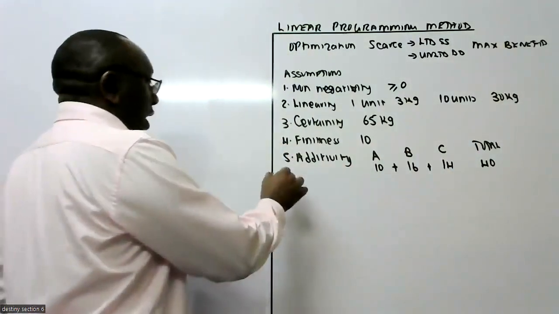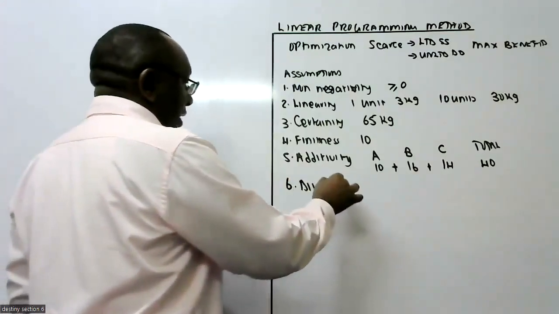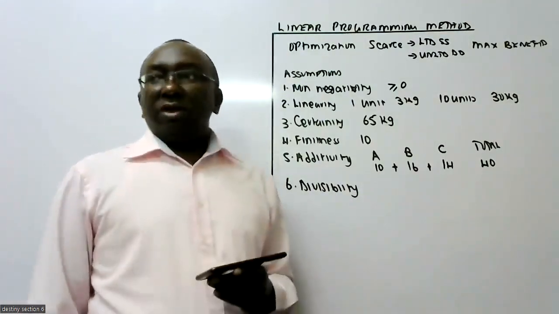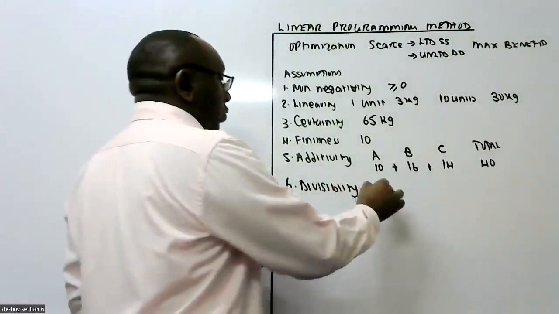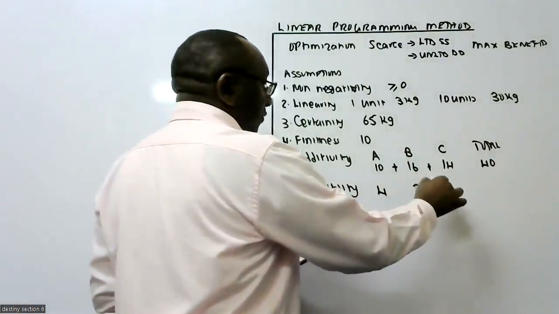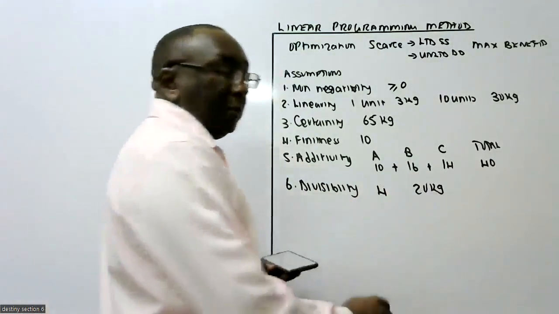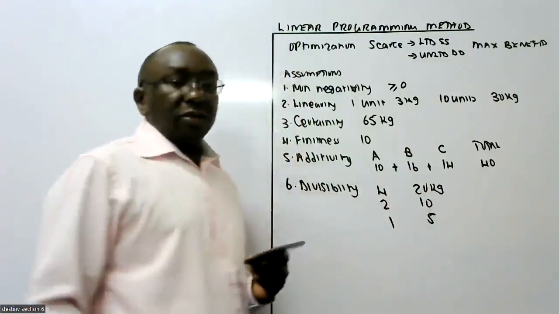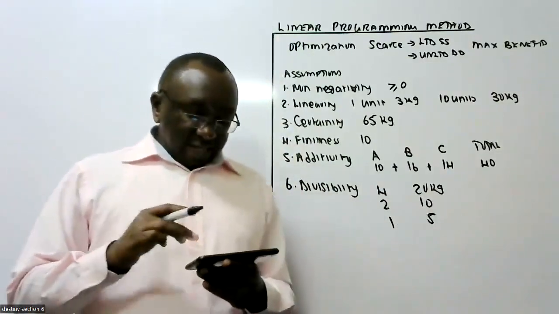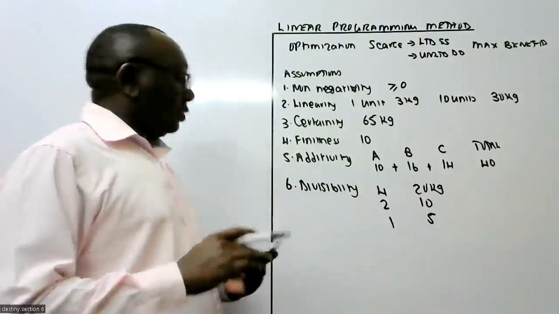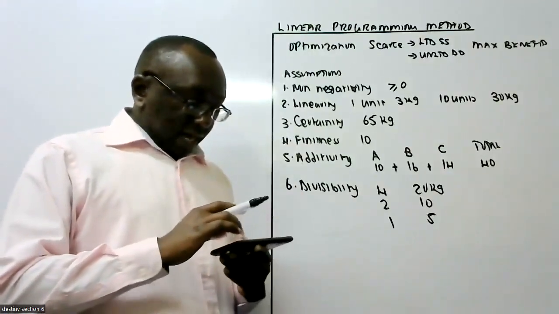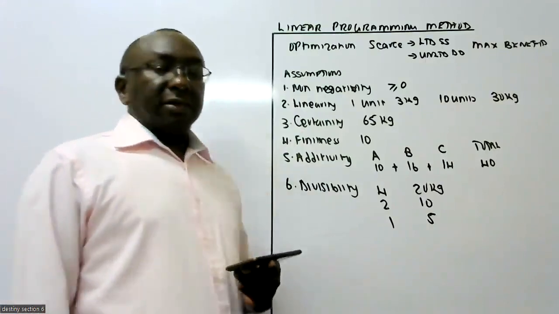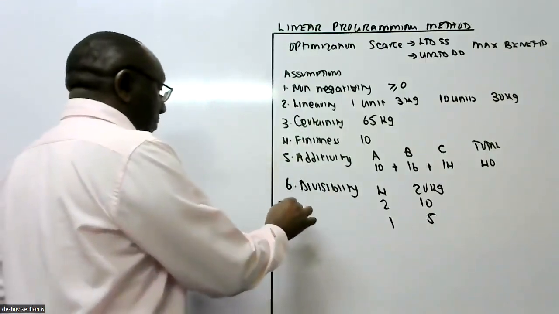The other one is what we call divisibility or continuity. And divisibility means that we are in a position to divide. If, for example, we have been told 4 units use 20 kilos, then we can tell that 2 units will use 10 or 1 unit will use 5. So the resources that we are using can be divided. Now, if we keep these assumptions that we have analyzed there, then we will be able to establish our solutions. Now, from there, we have some steps that are followed in solving linear programming problems.